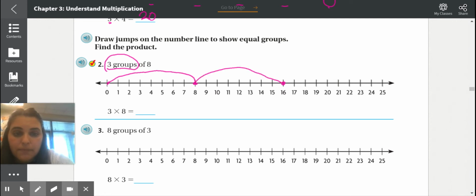Draw another jump. Count out 8 more. 1, 2, 3, 4, 5, 6, 7, 8. Now you should be at 24. There we have 3 equal jumps of 8.